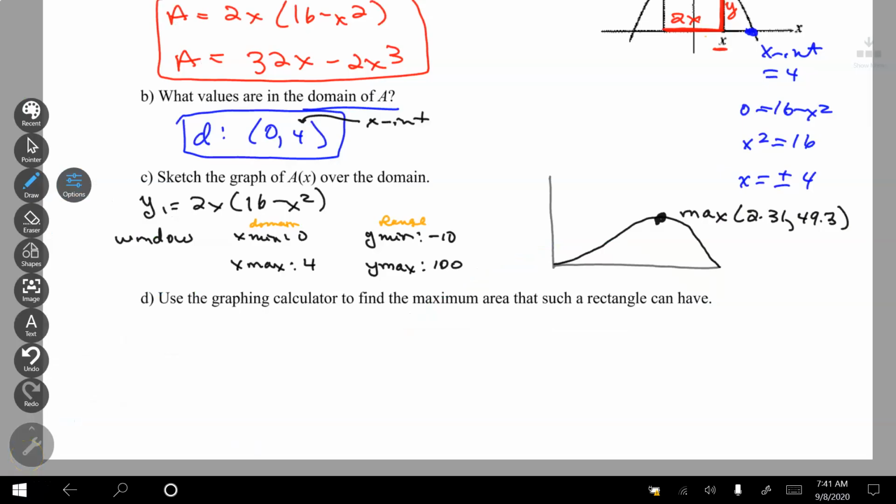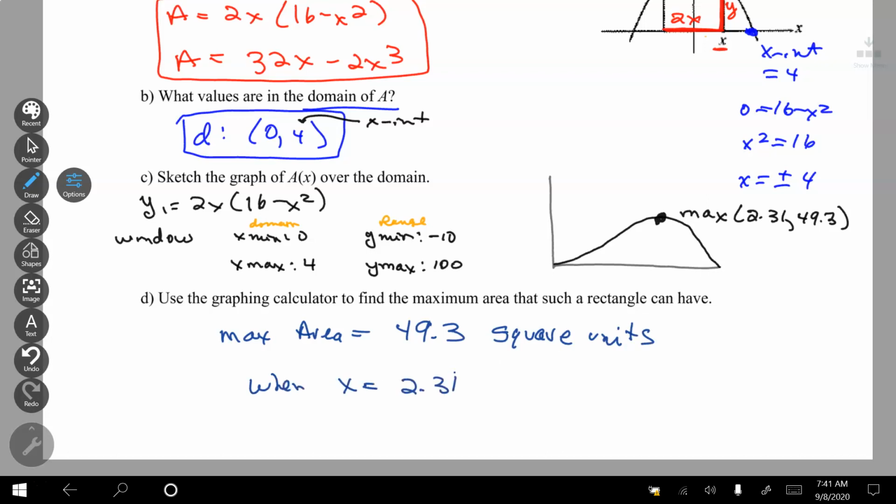So here's my sketch. Here are all my details. My Y1, the window that I chose, is actually the same as last time. So I have a max area equal to 49.3 square units when x equals 2.31 units.